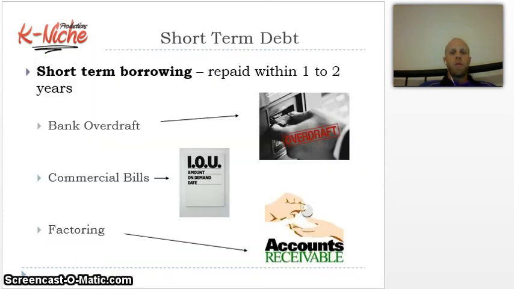Firstly, we're going to start with our short-term debt. Now, short-term debt or borrowing is repaid within 1 to 2 years. Remember the main way that businesses work is off the financial year, which runs from July to June. The three versions of short-term debt which we look at in the HSC course are bank overdraft, commercial bills, and factoring. And you'll see why I've got these images there soon, because they'll help you to remember.